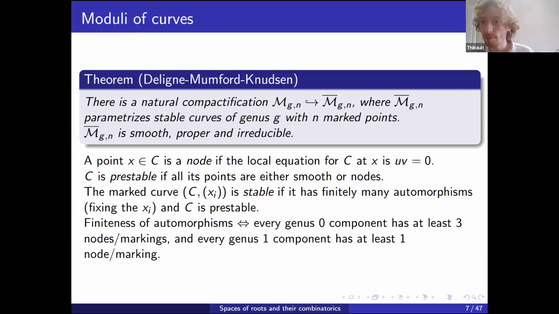And this condition can be made very explicit. Your curve now may have a bunch of components intersecting transversally at nodes. And for each of these components, you look at the genus of the component. If it's 0, you need at least 3 special points, so nodes or markings, to rigidify the automorphisms. And if it's genus 1, you need at least 1 marking. And this is because the automorphisms of P1 are 3-transitive. They can bring 3 points anywhere. And the automorphisms of a genus 1 curve are transitive.